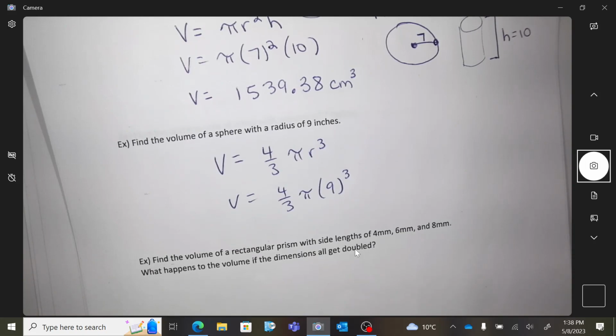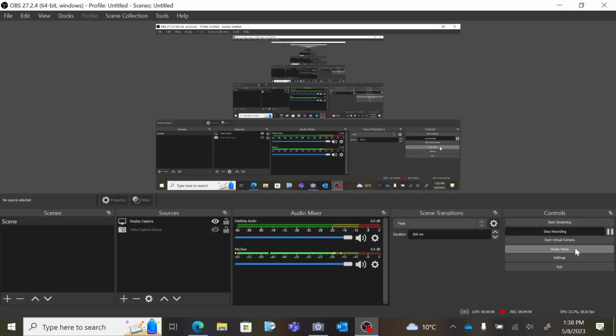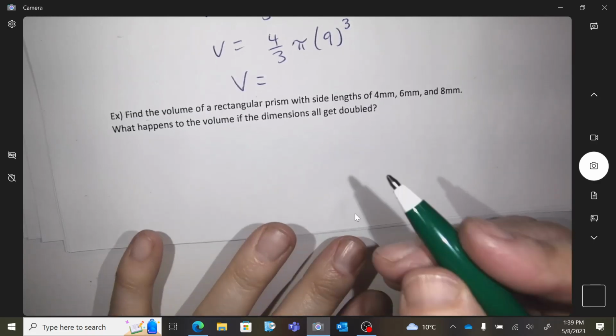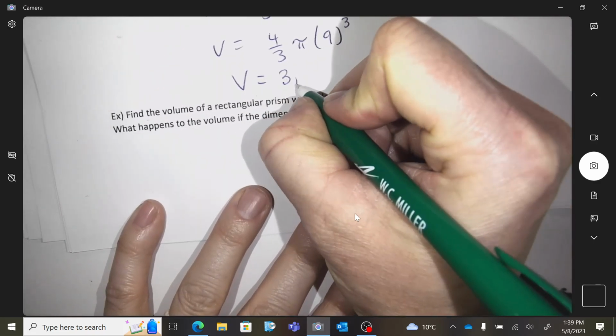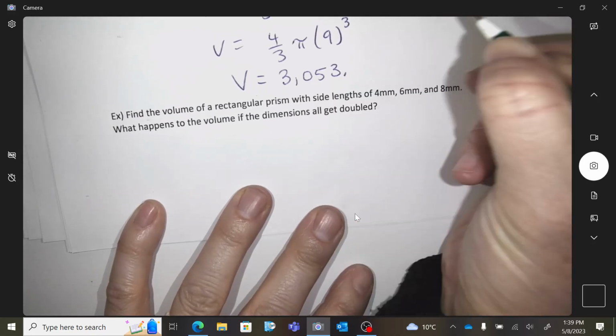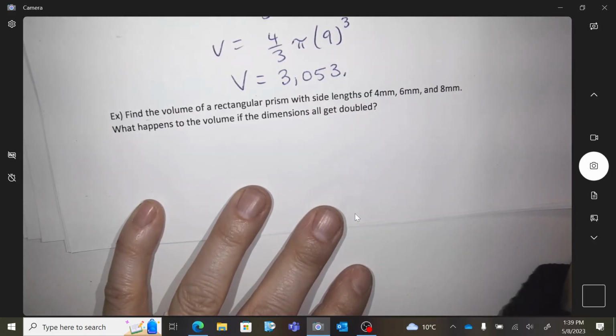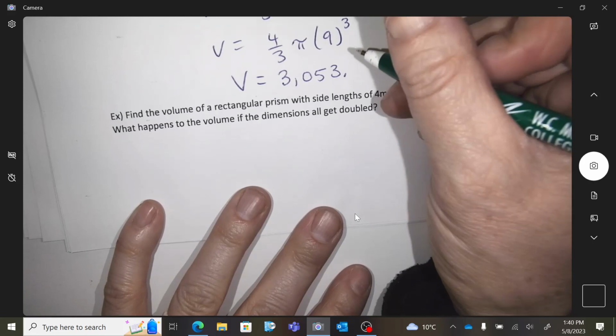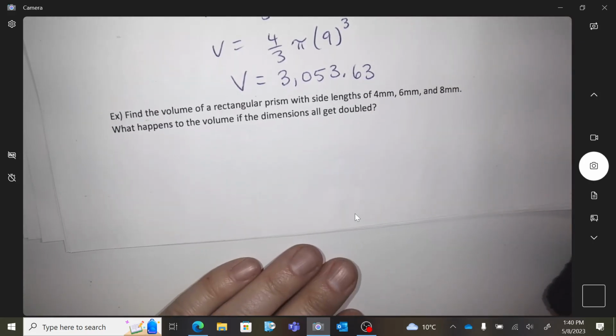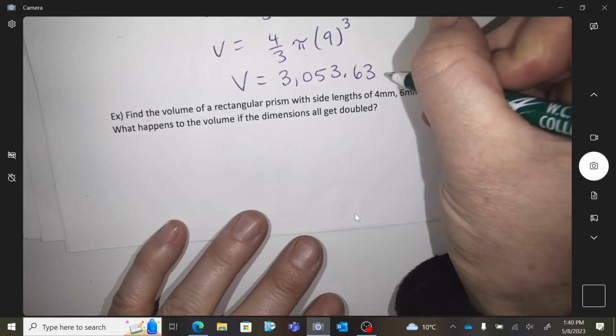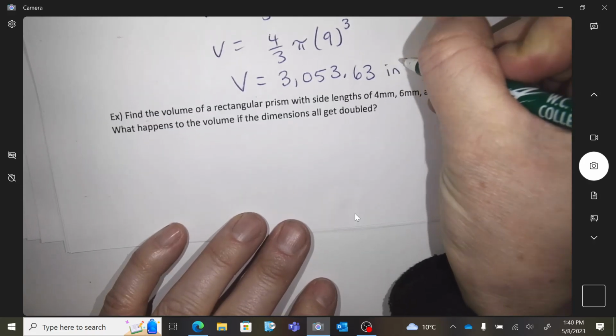Okay, practice again. One big type into your calculator. Give me 2 decimal places. Okay, I got 3,053.63. Did we match? You got to do it correctly to 2 decimals. And now at the very end, I would like to do inches cubed.